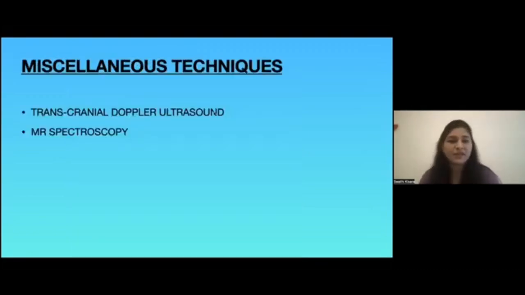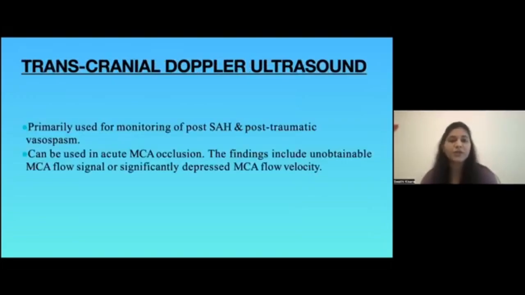Coming to some miscellaneous techniques that are also employed in detection of stroke etiology, they include transcranial Doppler ultrasound and MR spectroscopy. Transcranial Doppler ultrasound is primarily used for monitoring of post-subarachnoid hemorrhage and post-traumatic vasospasm. It can also be used in acute MCA occlusion. The findings include unobtainable MCA flow signal or significantly depressed MCA flow velocity.